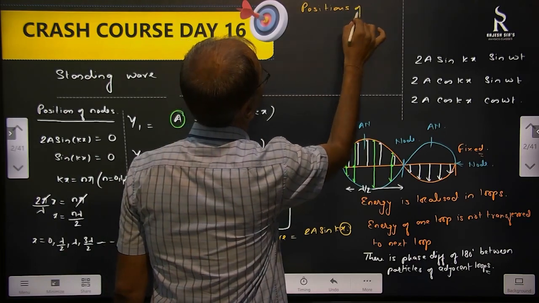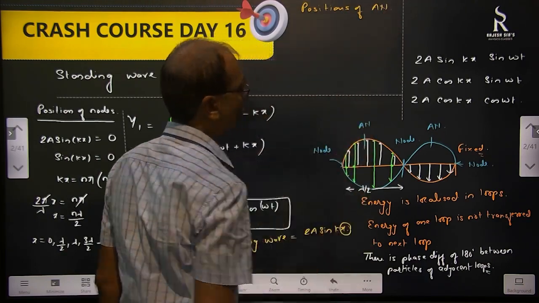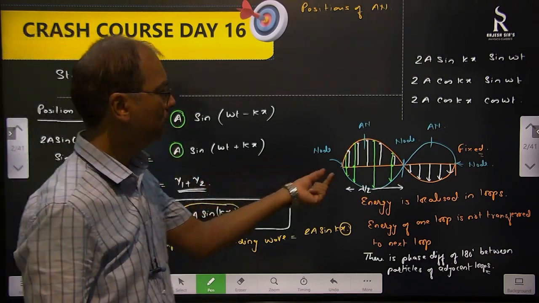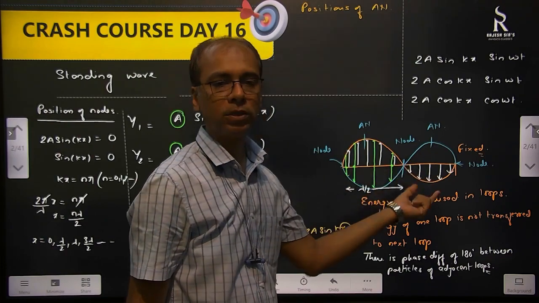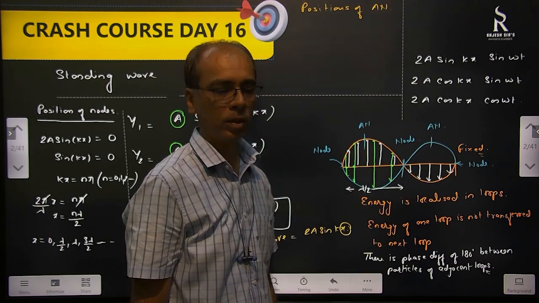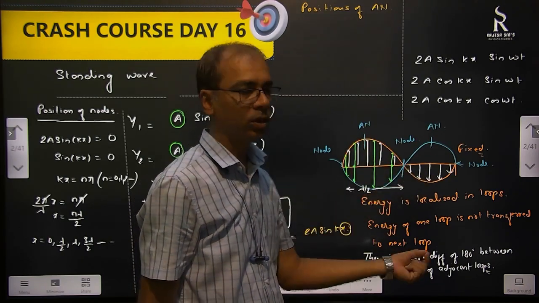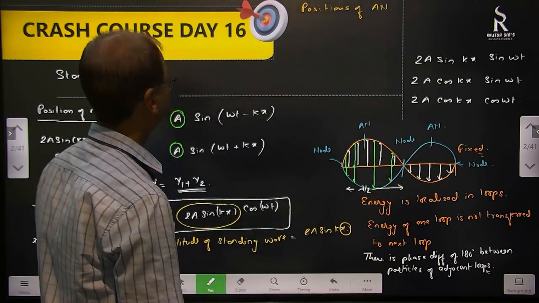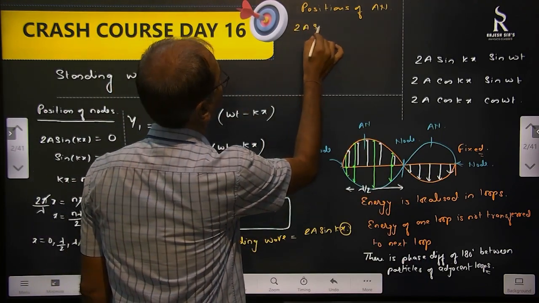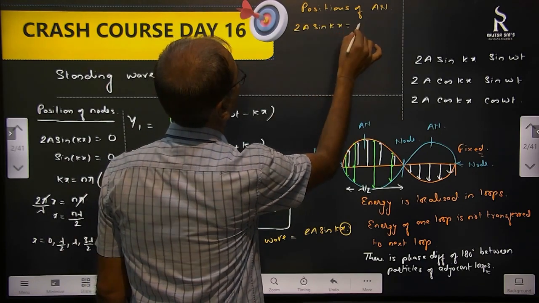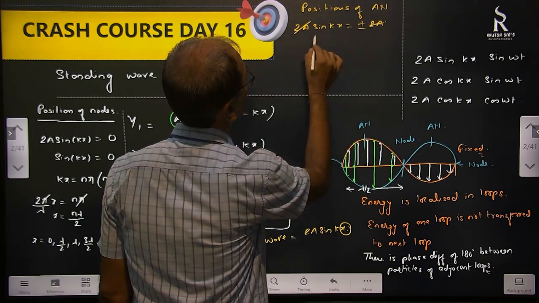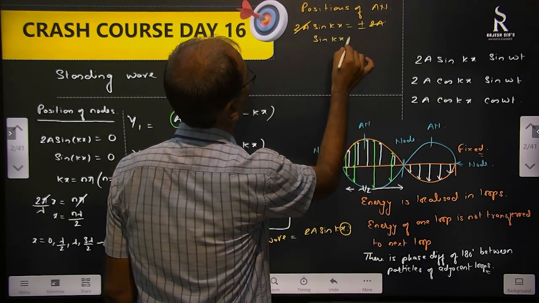Positions of antinode. Now antinode means its amplitude is what? 2a, plus 2a and minus 2a as well. Here is plus 2a, but here minus 2a. When these particles are going up, these particles are going down. Plus minus 2a, shall we write? So what will you write then? 2a sine kx equal to plus minus 2a. This and this get cancelled. So sine kx is plus minus 1.